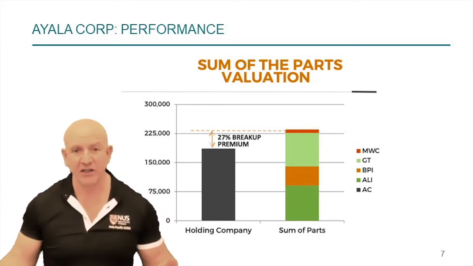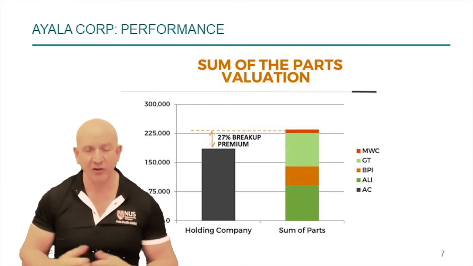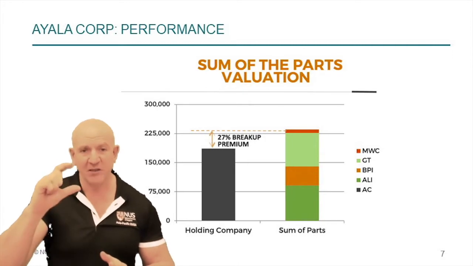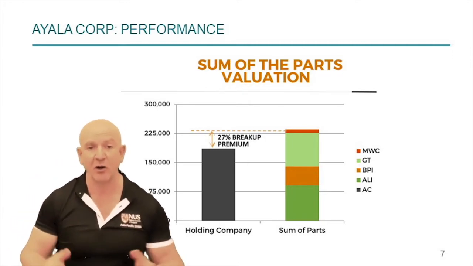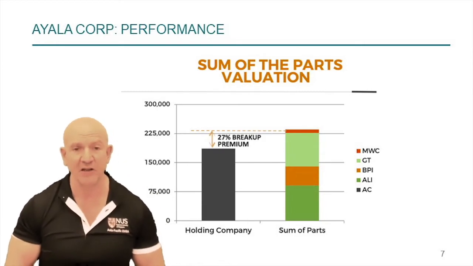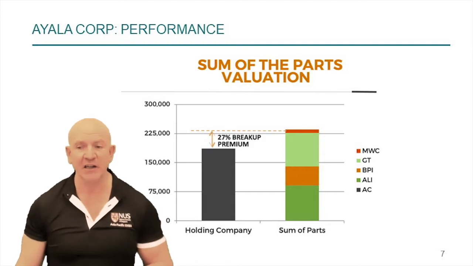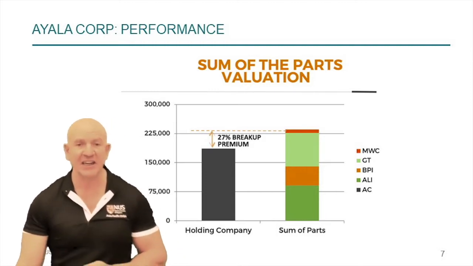And there's a variety of reasons for this. What's important is not the reasons at this particular time, although they'd be interesting to discuss. But what is notable is that within this particular structure, there's a 27% breakup premium, or what we call corporate discount, to the value of the holding company. This is unusually high. Usually we'd see about 10 or 15%. And again, there's a variety of reasons for this that aren't important.